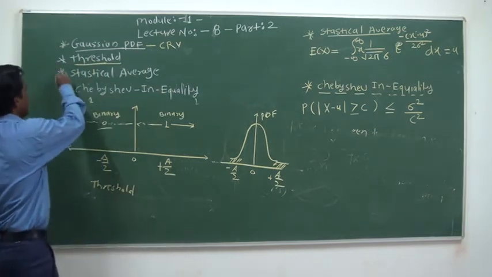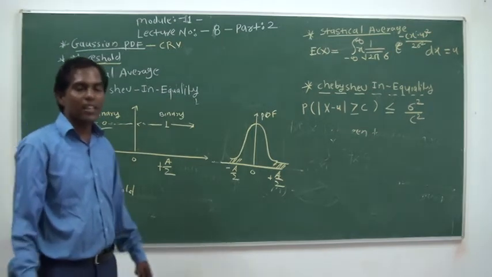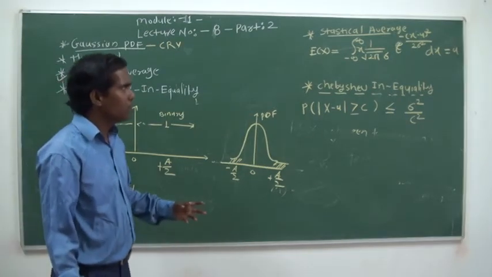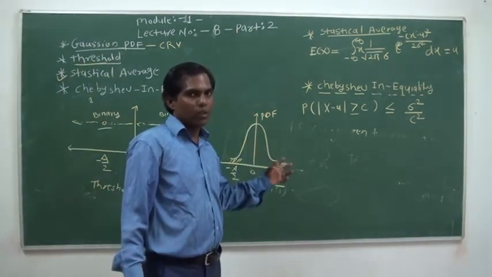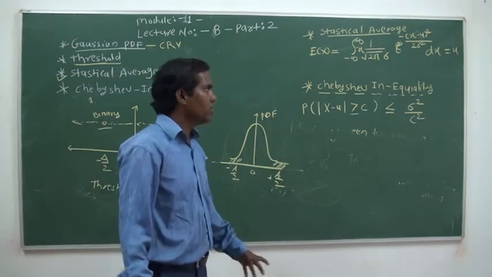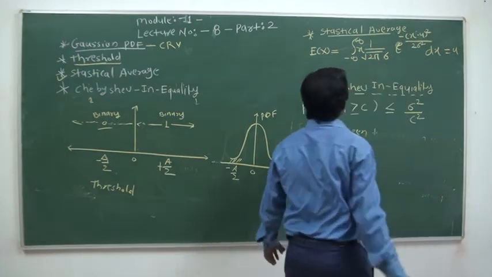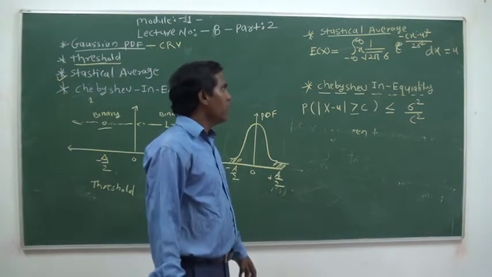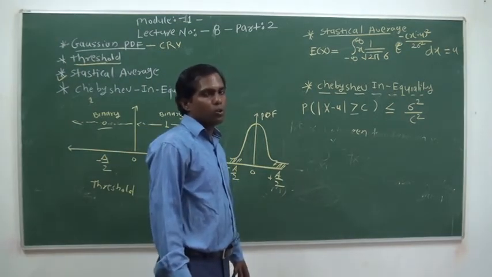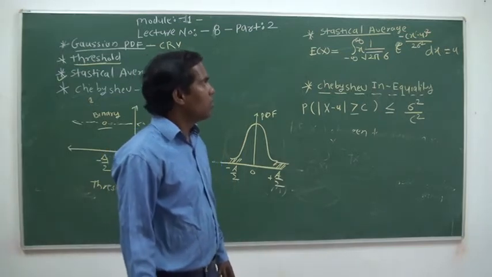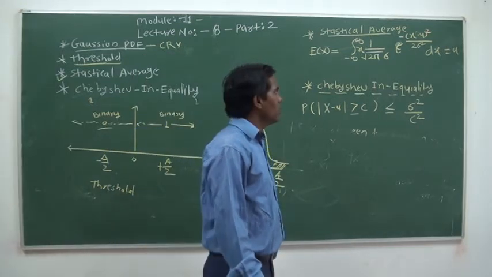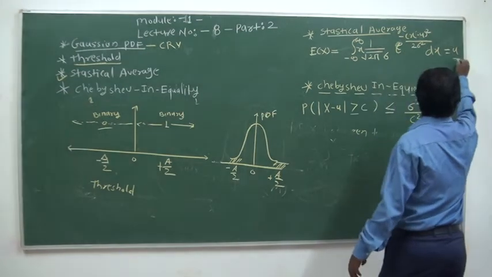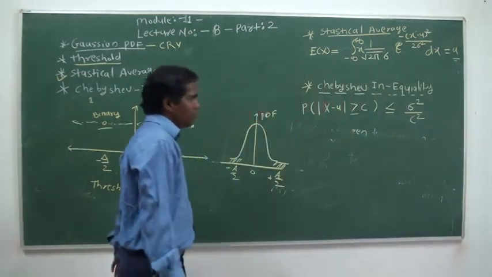Now the third concept, that is the statistical average. The statistical average of the Gaussian PDF says that the statistical average value E of x is equal to the normal mean, denoted by mu. It is calculated as E of x, the statistical average value for the Gaussian PDF, equals the integral from minus infinity to infinity of x times 1 upon root 2 pi sigma e raised to power minus x minus mu whole square divided by 2 sigma square dx, and that is equal to the normal mean. So that is the statistical average.